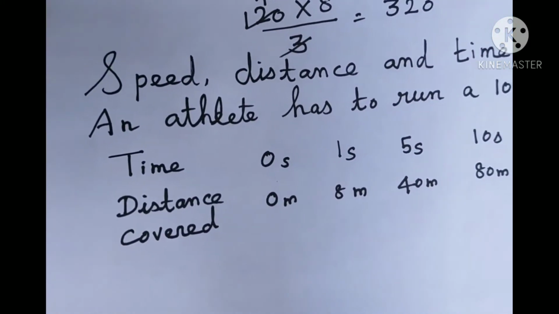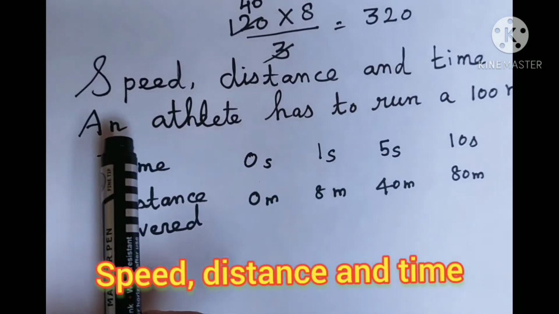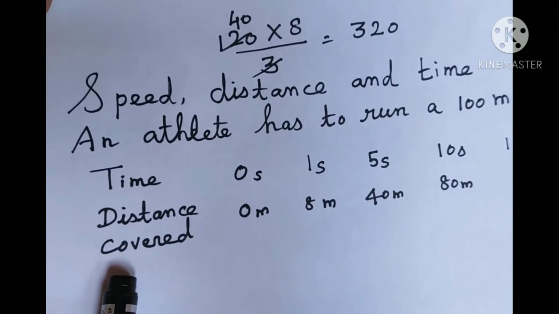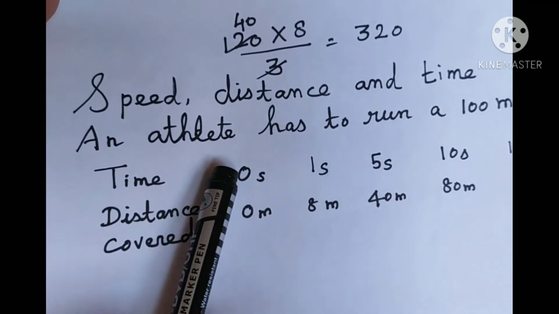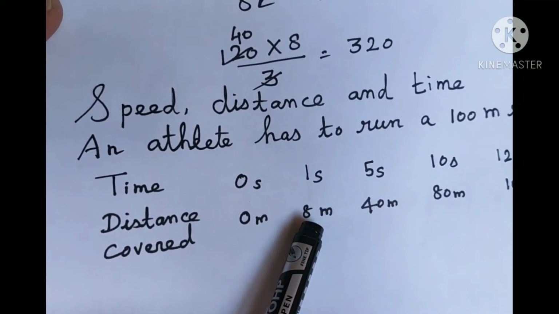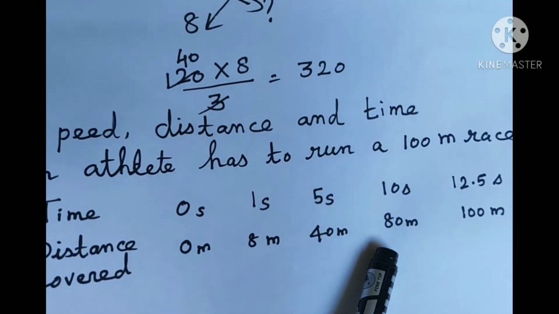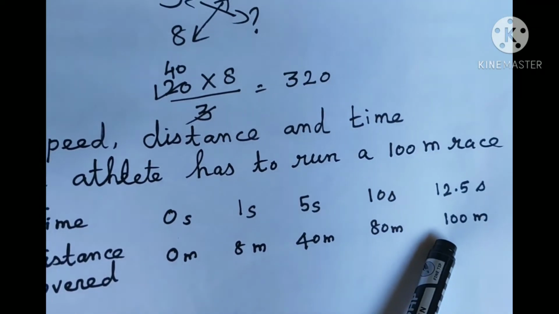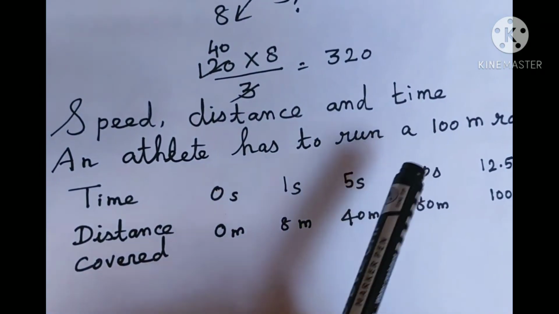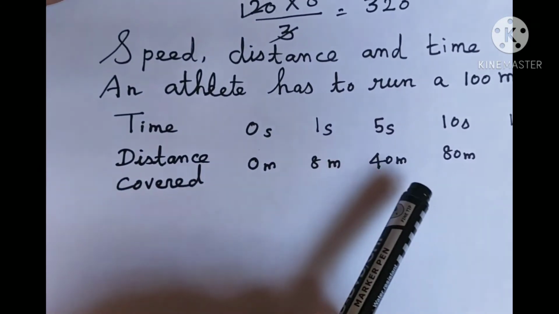Speed, distance and time. What is the relationship between speed, distance and time? An athlete has to run a 100-meter race. So time and distance covered: at 0 seconds, the starting point, 0 meter. In 1 second he has covered 8 meter. In 5 seconds he has covered 40 meter, in 10 seconds he has covered 80 meter, and in 12.5 seconds he has covered 100 meter. That means as time increases, distance covered also increases.